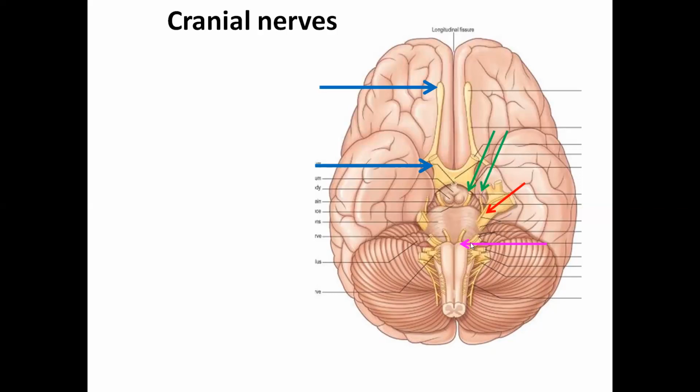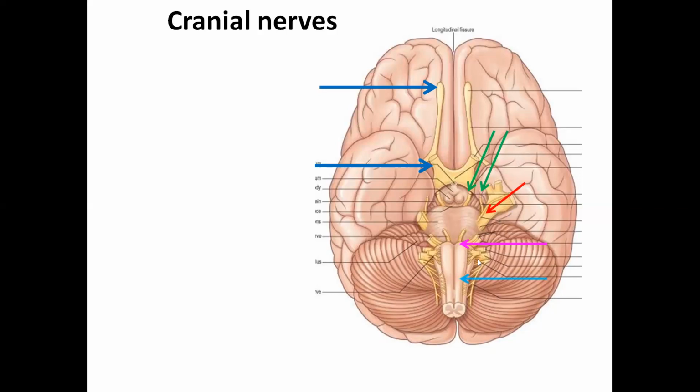The seventh cranial nerve has a large motor root and a small sensory root called the nervus intermedius. The motor root lies medial to the sensory root. It's going to supply your muscles of facial expression. The most lateral one, that's our eighth cranial nerve, the vestibulocochlear nerve, which is concerned with hearing and equilibrium.